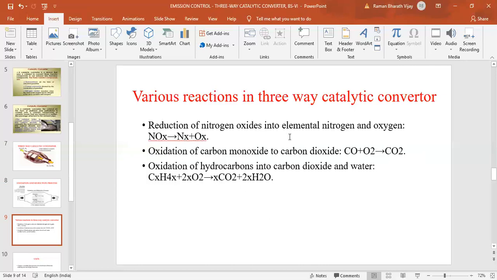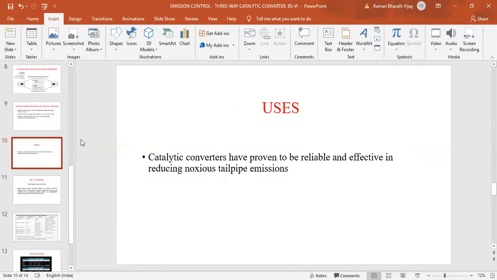So you have to write the reactions, draw a diagram, and explain what is what. So that is about the three-way catalytic converter. Ultimately, it is very effective. It converts harmful gases to harmless gases. Okay, so this is about the three-way catalytic converter.